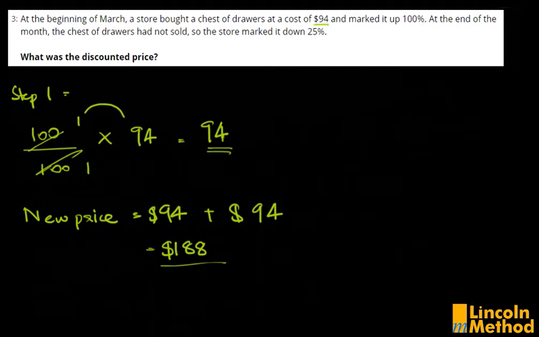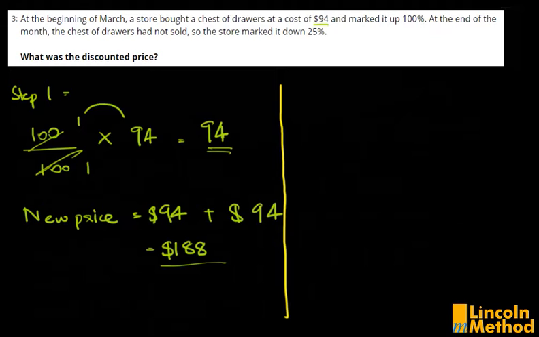Now the second step is to mark it down by 25%. At the end of the month, the chest of drawers had not sold, so the store marked it down by 25%. What was the discounted price? The second step is going to give us our final answer. And for that we need to find out the discounted price. So the new price now is $188 and we need to mark it down by 25%.